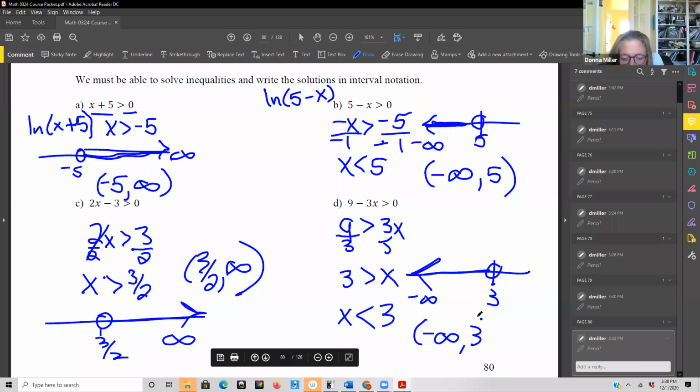All right. Make sure you write these always going from left to right. 3 to negative infinity is not a right answer. Negative infinity to 3 is.